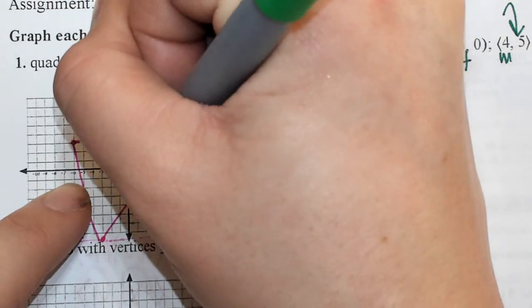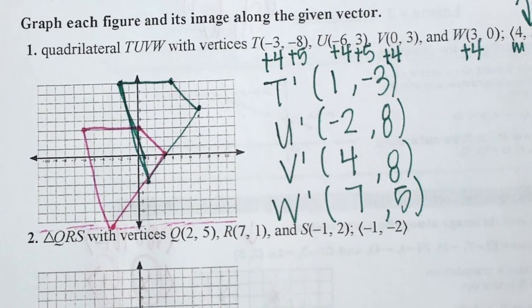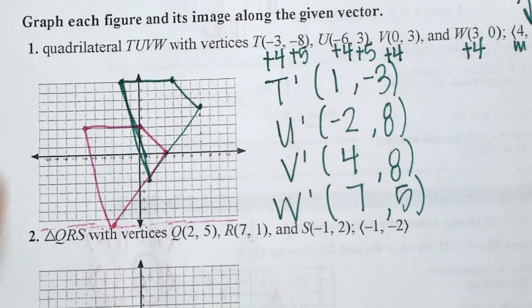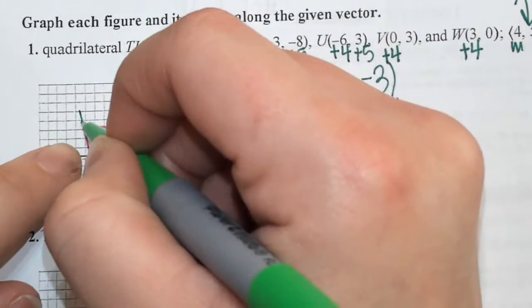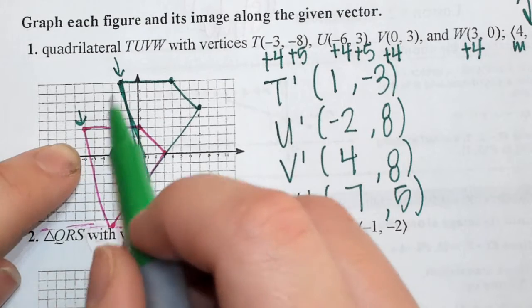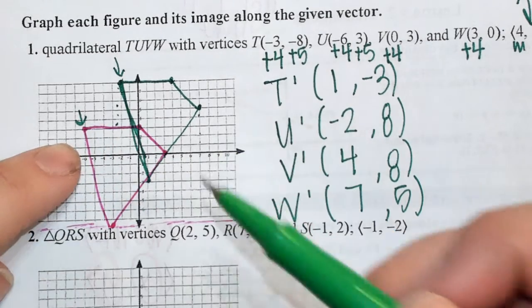Oh, no, that was right. Okay, if you want to check yourself, go from this point to this point. It should be over 4, up 5. 1, 2, 3, 4. 1, 2, 3, 4, 5.